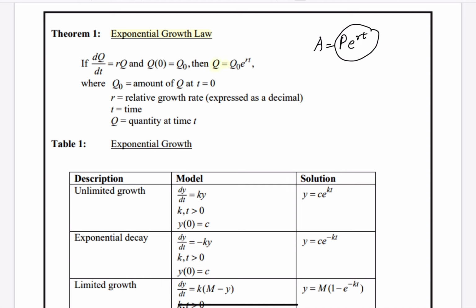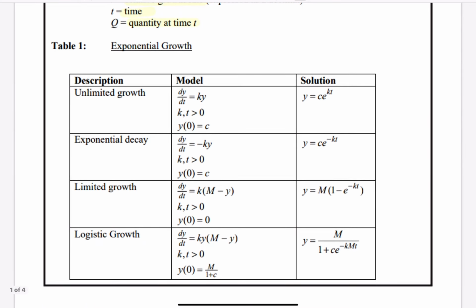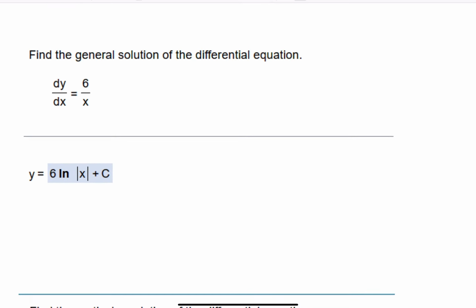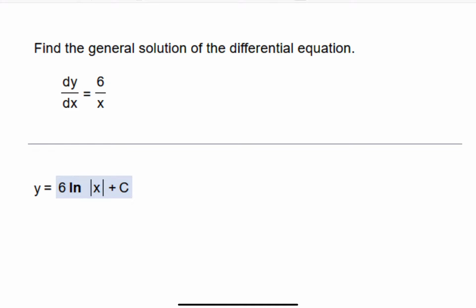I have Q is equal to Q naught e to the power RT, where Q is the quantity at time t and Q0 is that Q when time t is 0, R is the rate, and T is the time. So in this particular section, we'll be looking at exponential growth and probably exponential decay. We'll see. So let's go ahead and take a look at the first problem here.